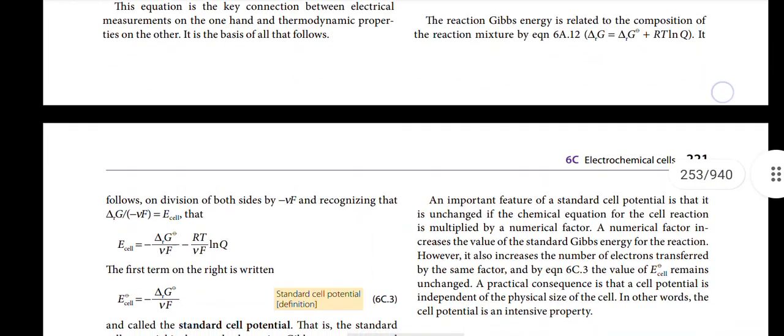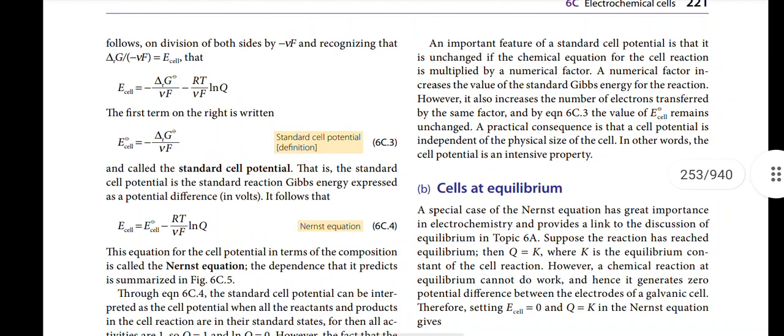The reaction Gibbs energy is related to the composition of the reaction mixture by the equation ΔG_R = ΔG_R° + RT ln Q. It follows, on division of both sides by −νF and recognizing that ΔG_R divided by −νF is equal to E_cell, that E_cell = −ΔG_R°/νF − (RT/νF) ln Q. The first term on the right is written E°_cell = −ΔG_R°/νF and called the standard cell potential.